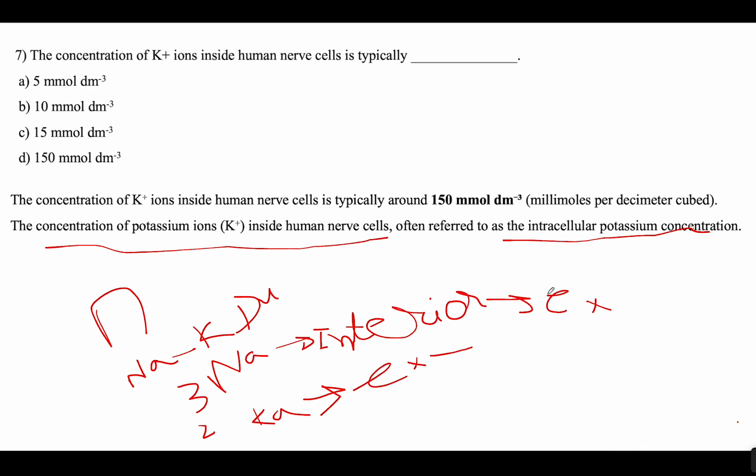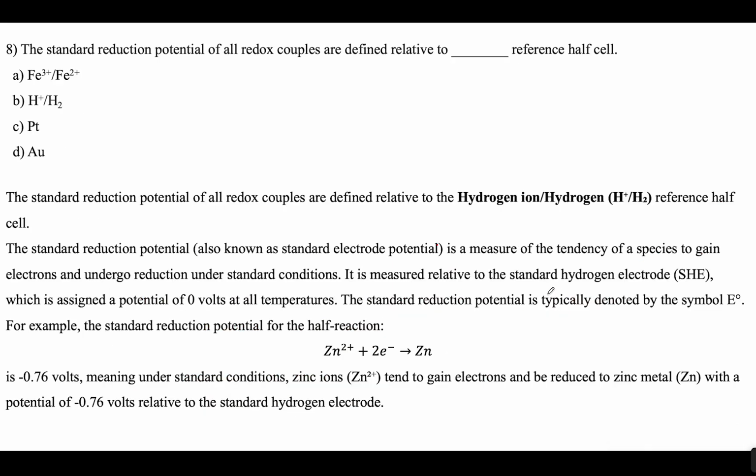Now moving to the next question. The standard reduction potential of all the redox couples are defined relative to dash reference half cell. So there are 4 options: Fe3 plus, Fe2 plus, H plus, H2, Pt, and An.